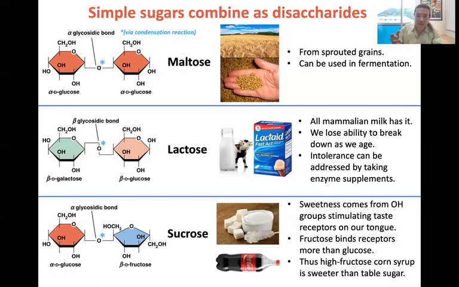And maltose sugars come from things like sprouted grains. And this is the sugar that's used to ferment grains into different types of, for example, beer, right?